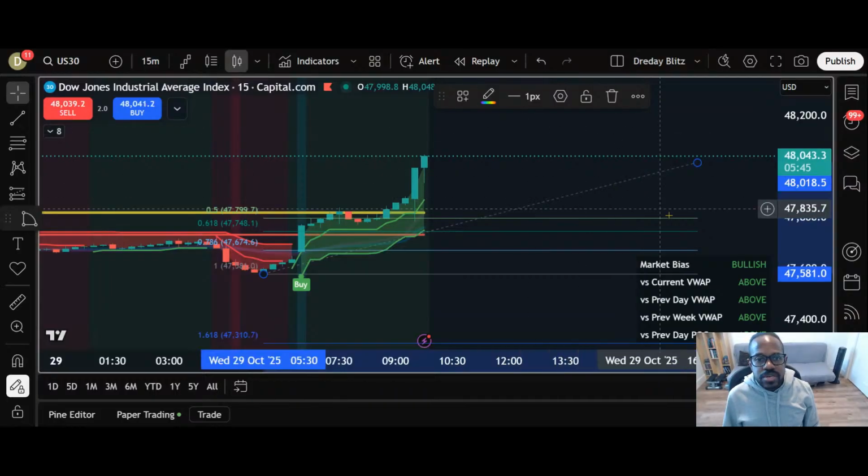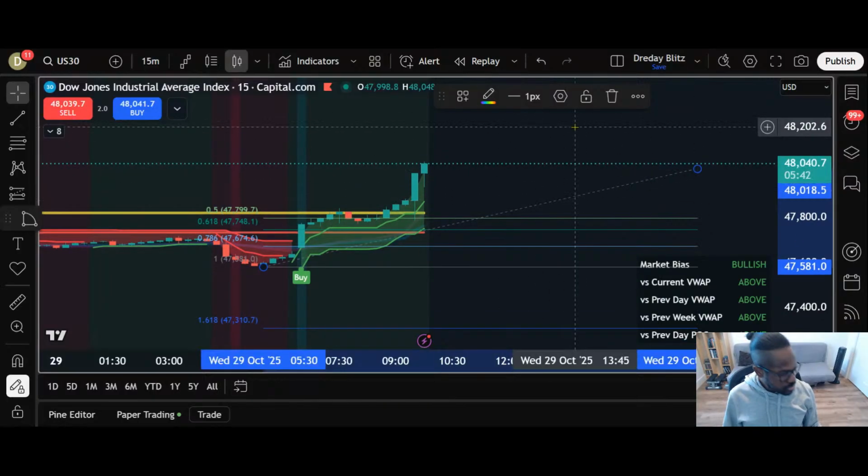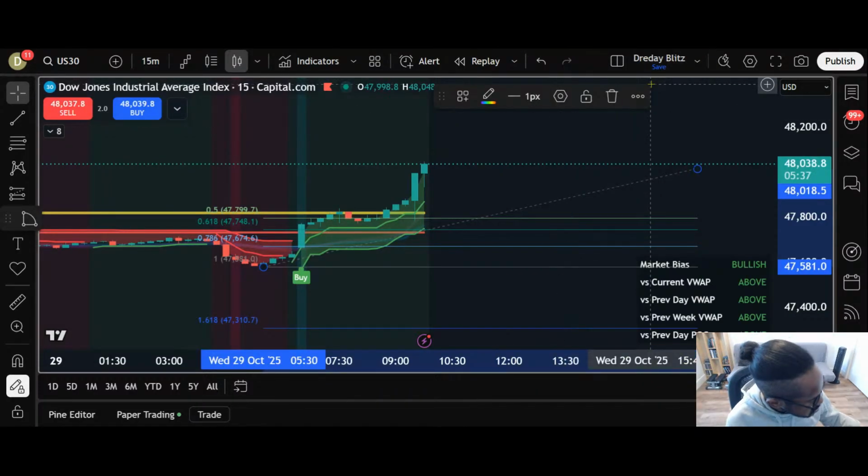All right, so market is still pushing. So we have 6 minutes left before market open. Before the start of the new hourly candle.